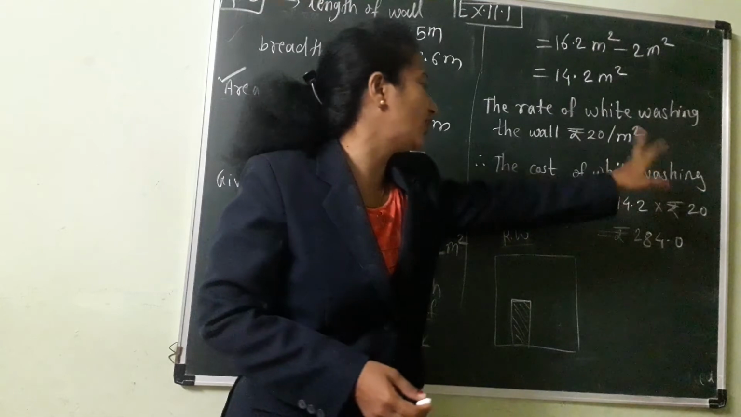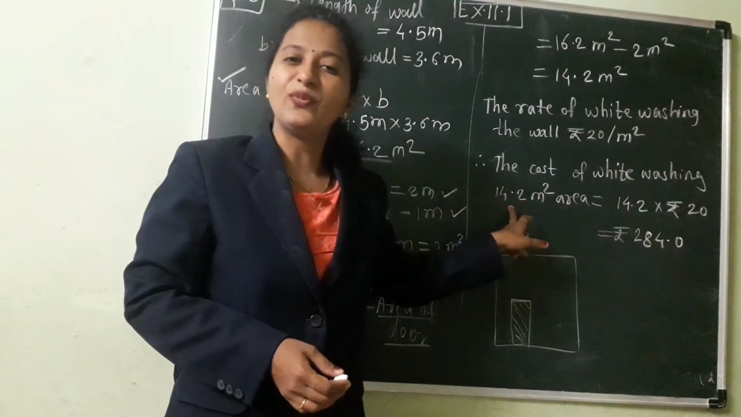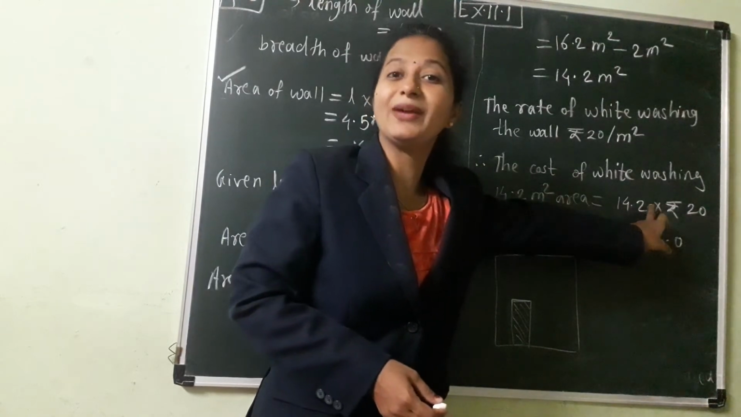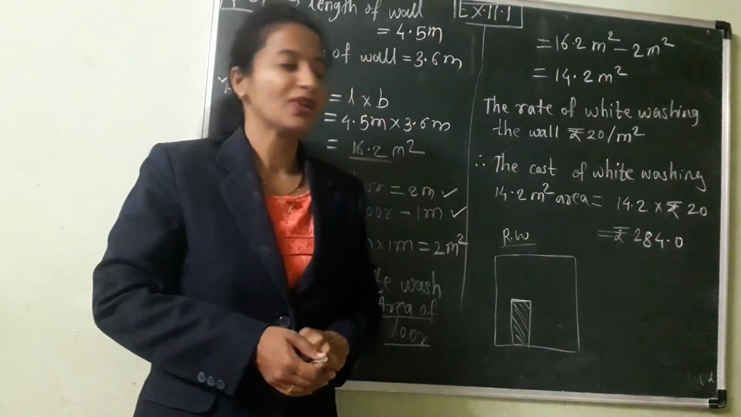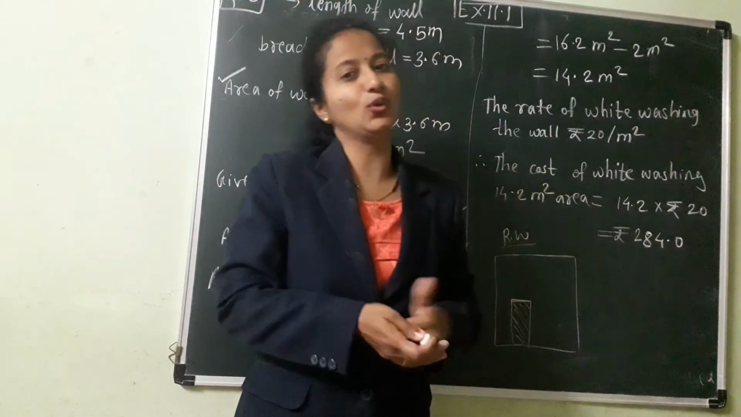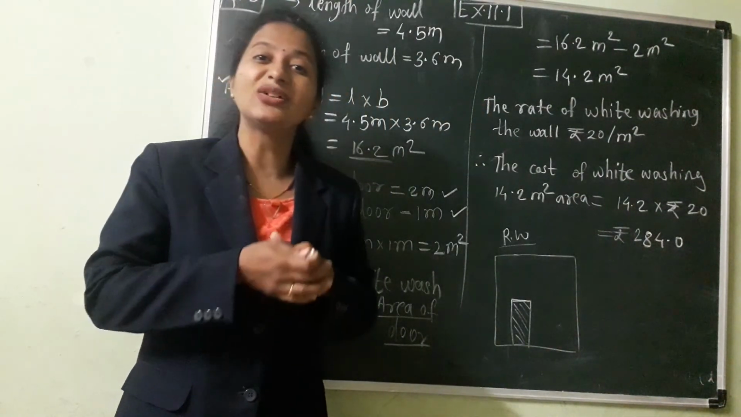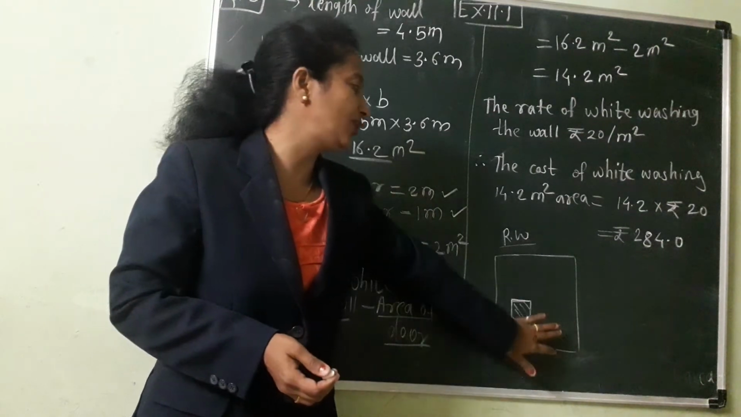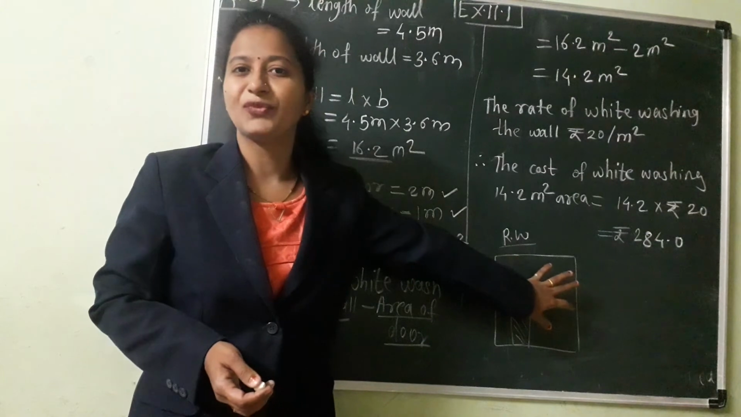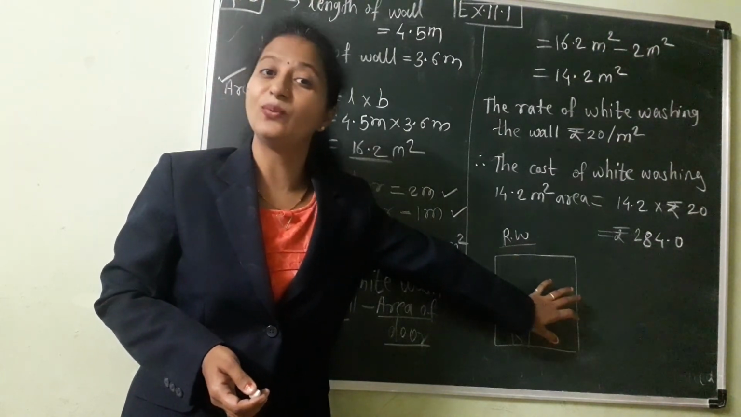The cost of whitewashing the 14.2 meter square area is equal to what? 14.2 multiplied by rupees 20. So you will get the answer as rupees 284.0, meaning 284 rupees. This is the cost which is required to whitewash this area, or we can say this wall.